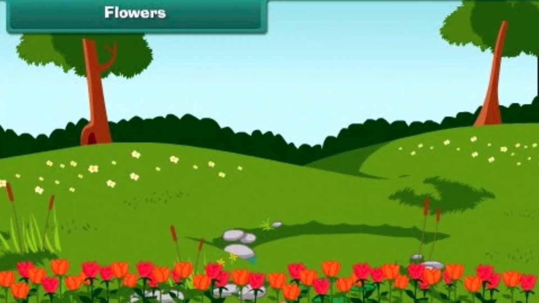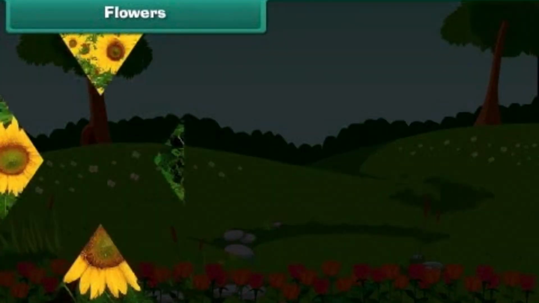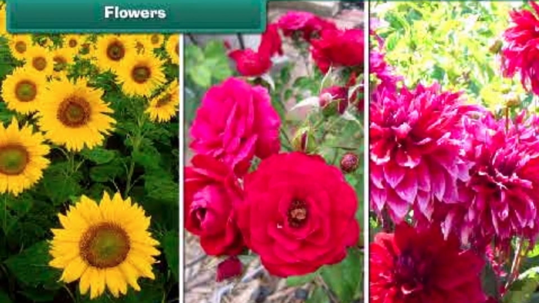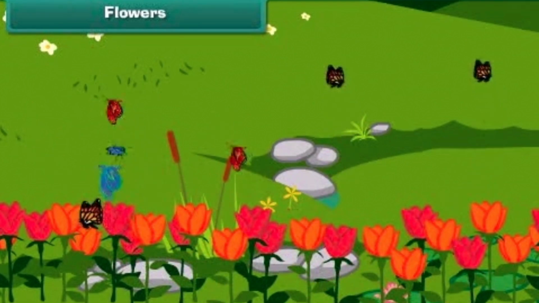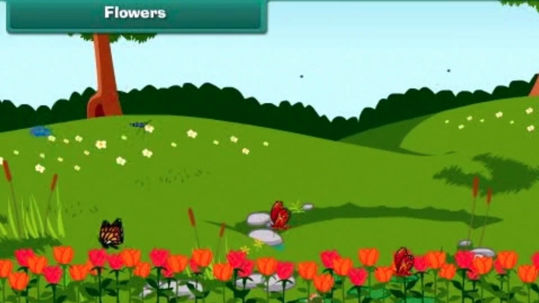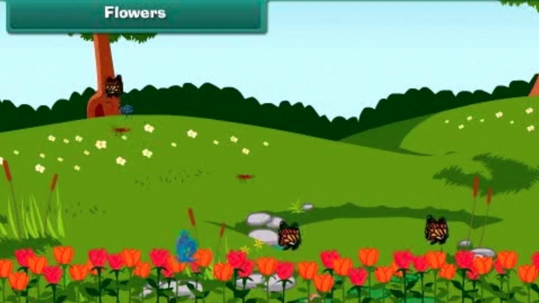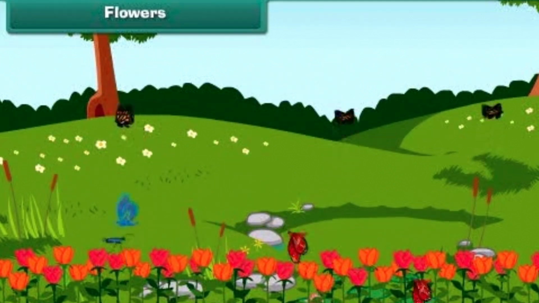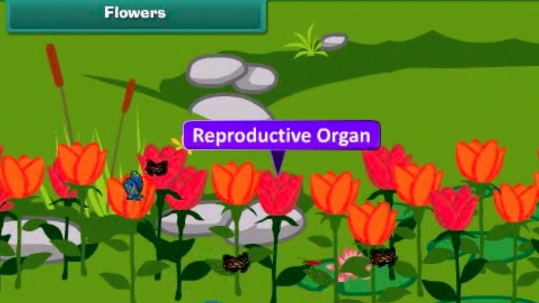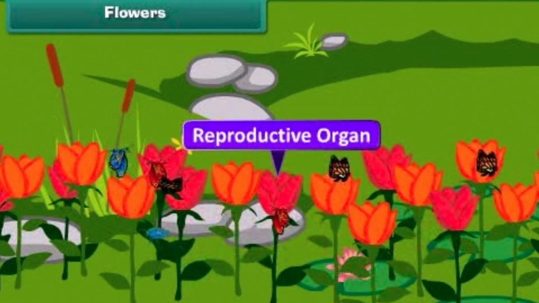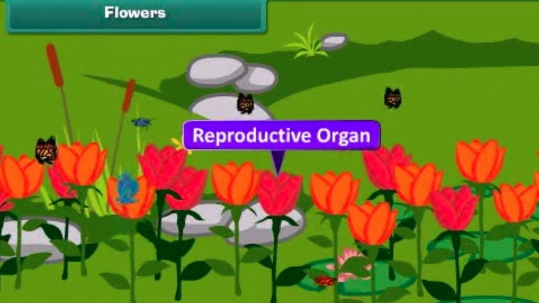Now, let's highlight the most attractive and beautiful part of the plant, that is, the flower. They are of different colors. They are of many shapes and sizes. Most of the flowers have a sweet smell, and when it spreads, it attracts insects and birds. You will be surprised to know that flowers are also called the reproductive organ of the plant, as they help plants in the process of reproduction.